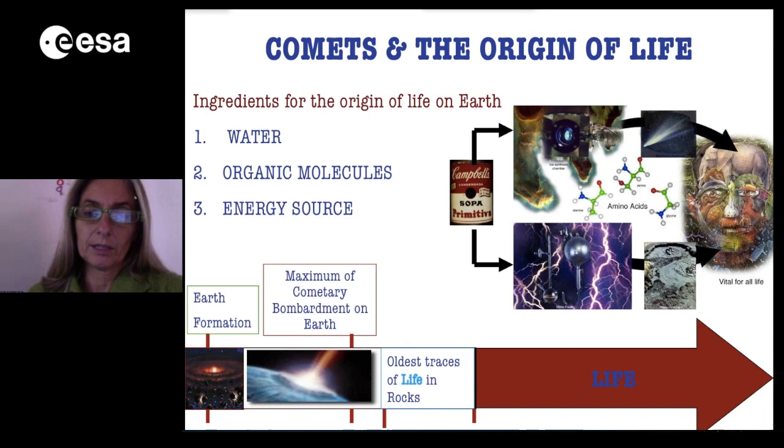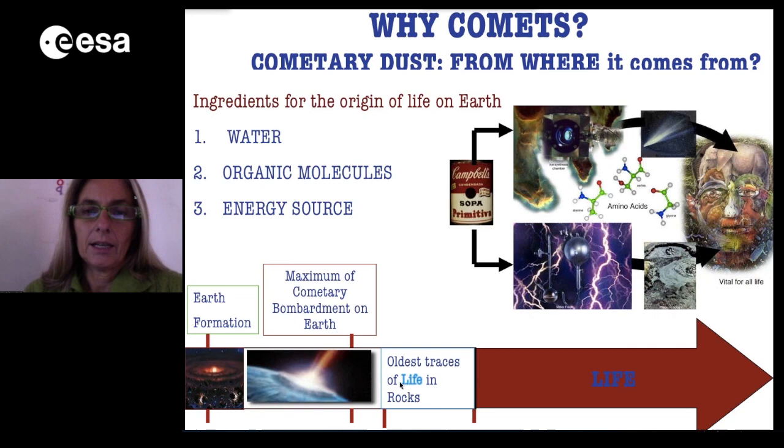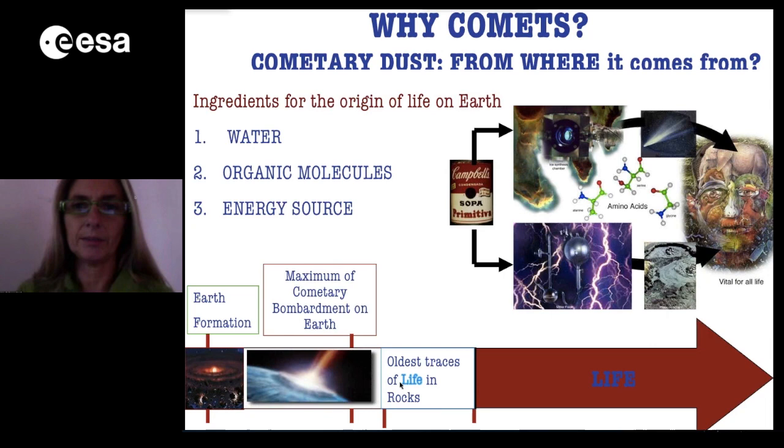So the time connection between these two events and the maximum of cometary bombardment should have appeared not so comfortable for such a delicate process to be started. It brought scientists to think that there was maybe a connection between these two events. And let's see why comets among all the objects of the solar system, and where cometary dust is coming from.